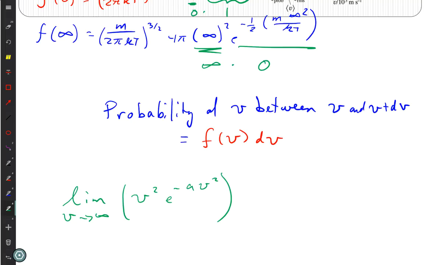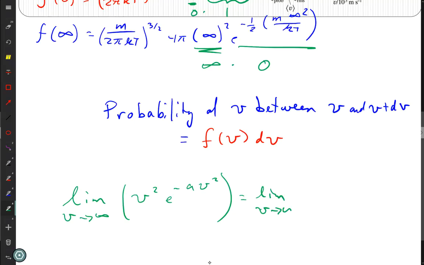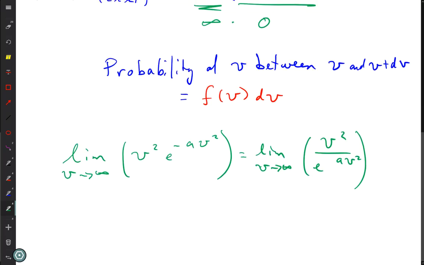And so using L'Hopital's rule, you have to put it in the form of a ratio. And so I'm just going to make it as limit as v approaches infinity of v squared over e to the minus av squared. Not minus, plus, because I moved it to the bottom. So now v squared as v approaches infinity, that's infinite. E to the av squared as v approaches infinity, that's infinite. It's infinity over infinity. So using L'Hopital's rule, what's the next step?